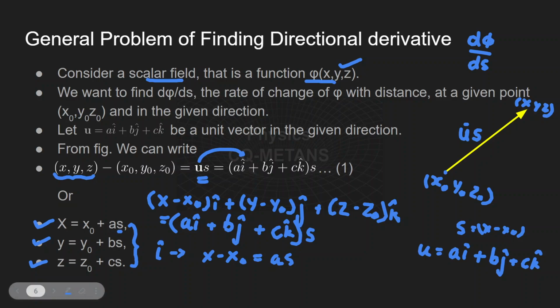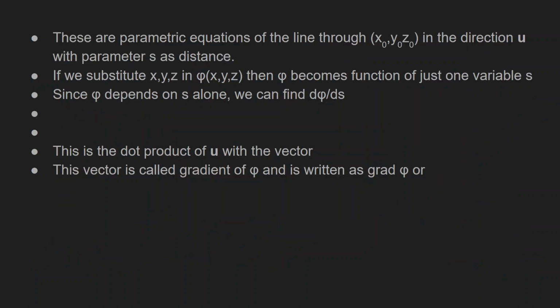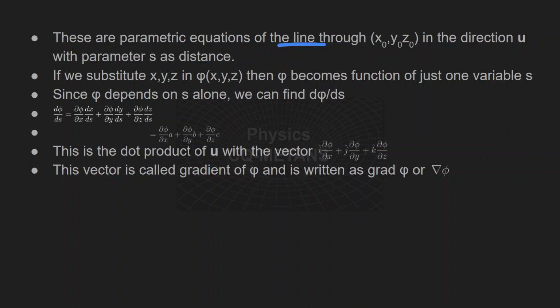distance, that is s. So similarly, if we just put this value of x, y and z in this equation, you will find that we will just get the dependence on s. So that is what we have written over here. These are the parametric equations of the line through x naught, y naught, z naught in the direction of u, and the parameter is s, which is the distance. So if we substitute this x, y, z in phi, then phi becomes just a function of one variable, that is s.